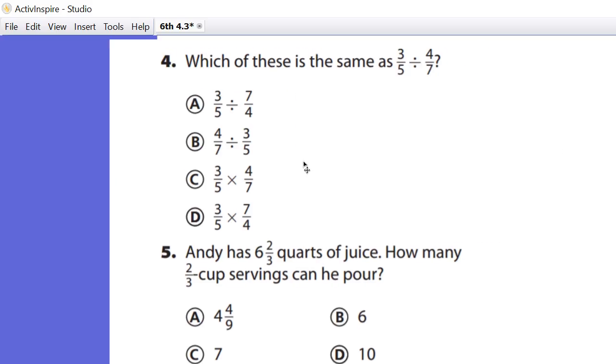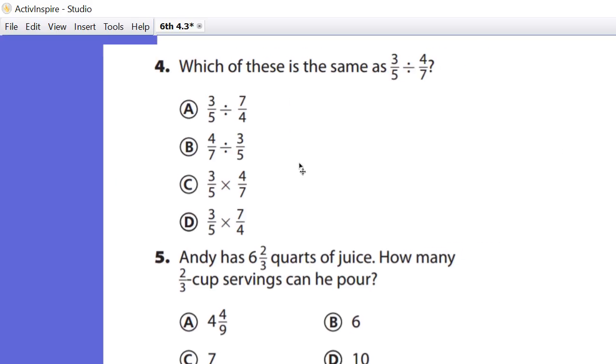And I meant the multiple choice problems. We have moved over to page 102. We're on number 4. The first question is, which of these is the same as 3/5 divided by 4/7? I want to point out something to you. This is a division problem. And look at your 4 choices. Your 4 choices are division, division, multiplication, multiplication.